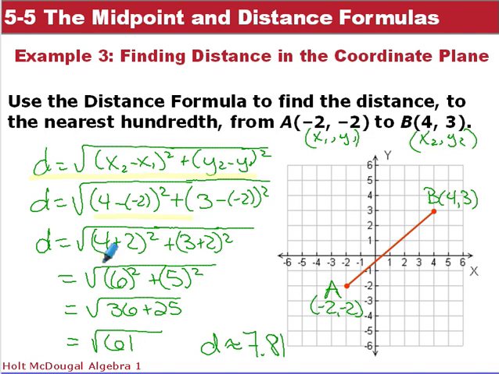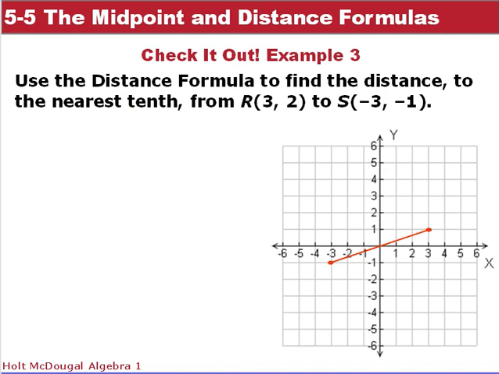Watch your signs, double negative, so we're adding. We get 36, 6 squared is 36, 5 squared is 25, add those together. Square root of 61. It asks for the nearest hundredth, so our distance is going to be about 7.81. Now you have a check it out to do, bring any questions to class.